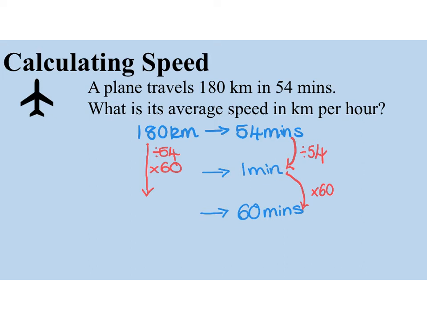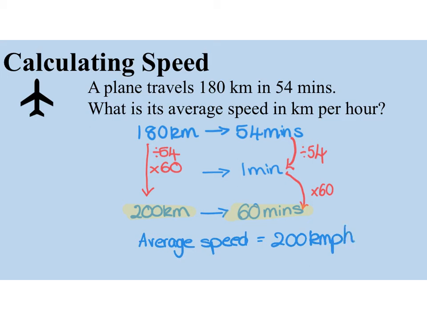And we get 200 kilometres. So our plane is travelling 200 kilometres every 60 minutes. Remember, that's 200 kilometres in 1 hour. So to finish our question, average speed 200 kilometres per hour.